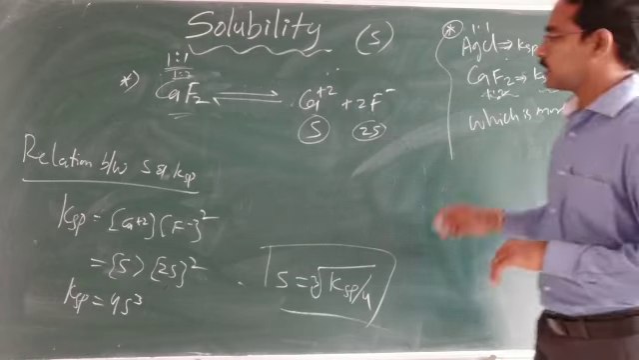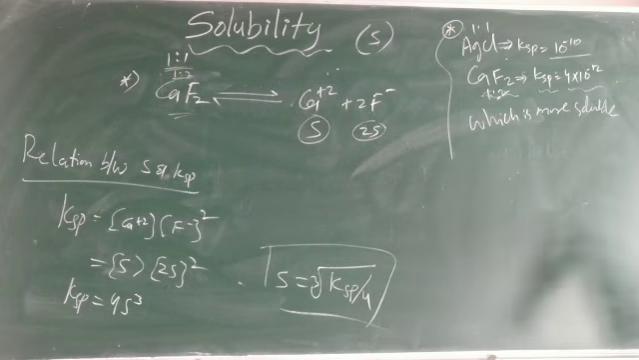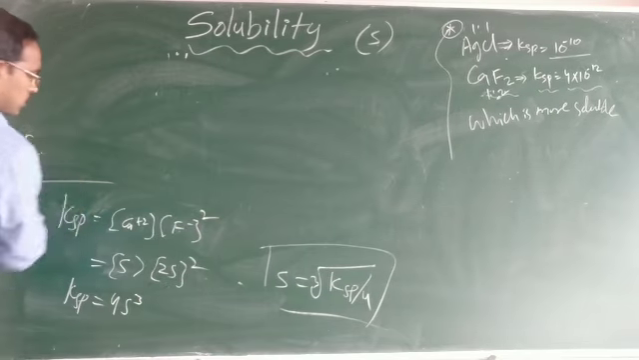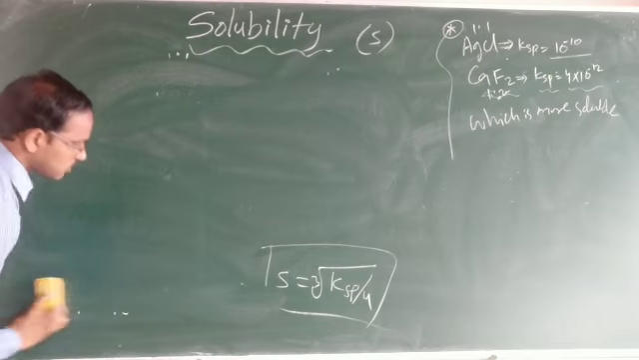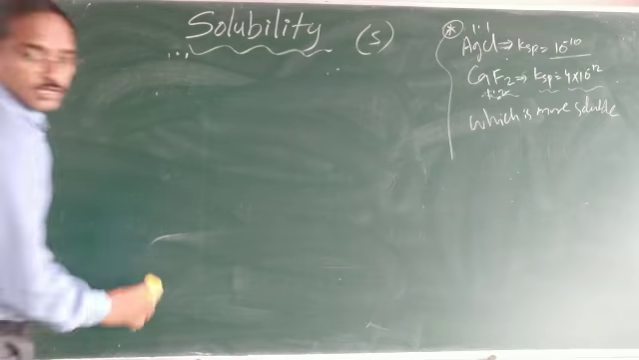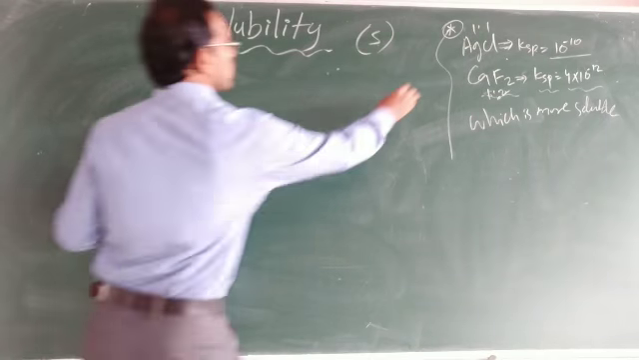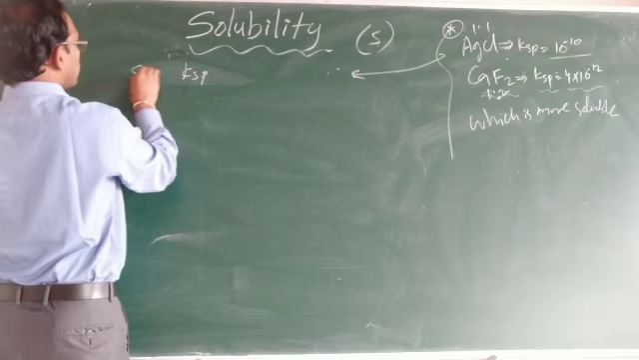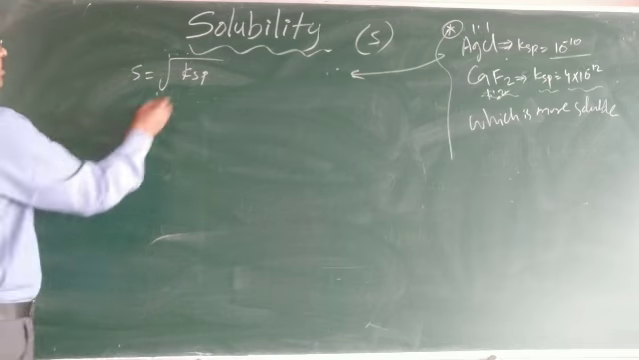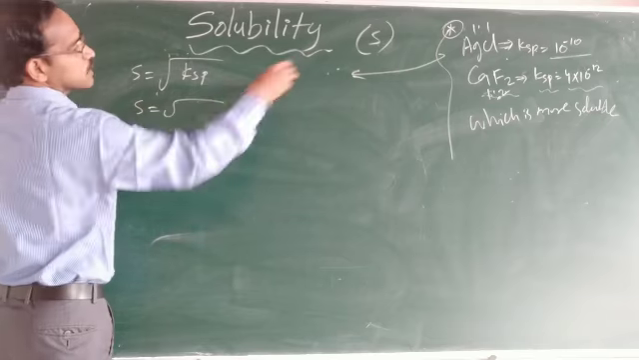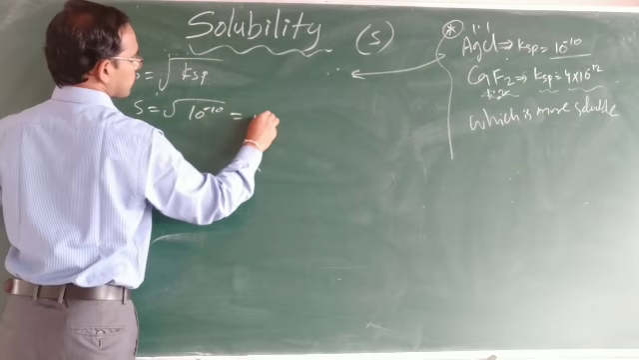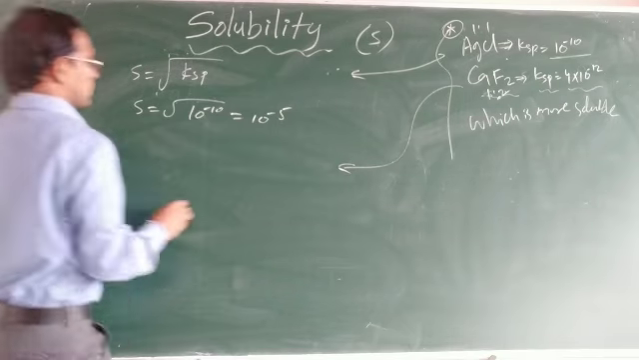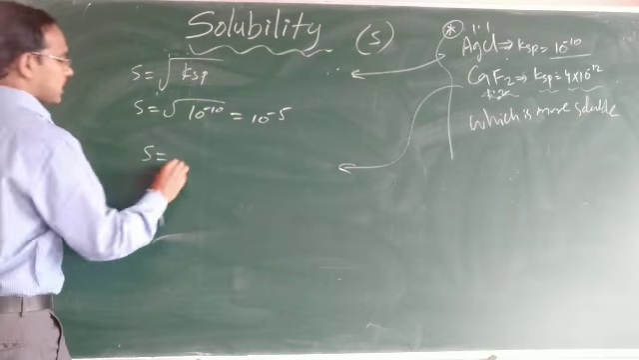Tell me for AgCl, what is the solubility? Tell me the formula direct. For AgCl, what is the relation between S and KSP? KSP equal S squared, S equal to under root of KSP. According to this, S equal to under root of 10 power minus 10, that means 10 power minus 5. Right. Now for calcium fluoride, tell me the relation between S and KSP.